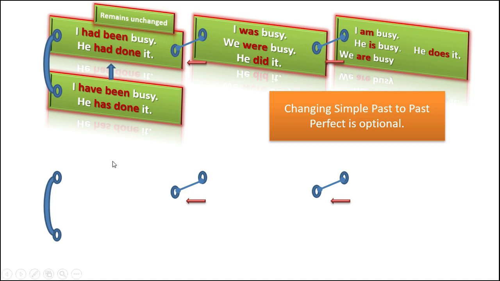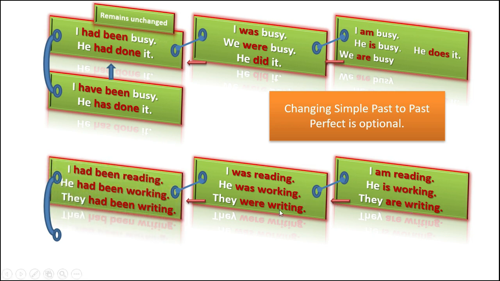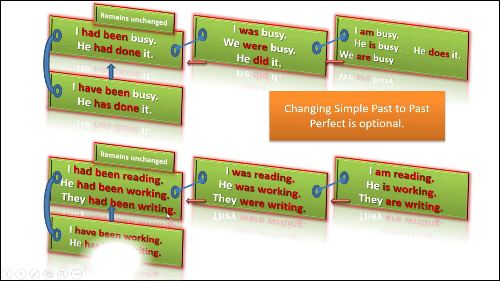Now let's look at continuous tenses. Am reading becomes was reading. Is working becomes was working. Are writing becomes were writing. And then to past perfect continuous. Had been reading, had been working, had been writing. And present perfect continuous also becomes past perfect continuous. Like have been working changes to had been working. Have been writing changes to had been writing. And we discussed this point. Changing simple past to past perfect is optional.